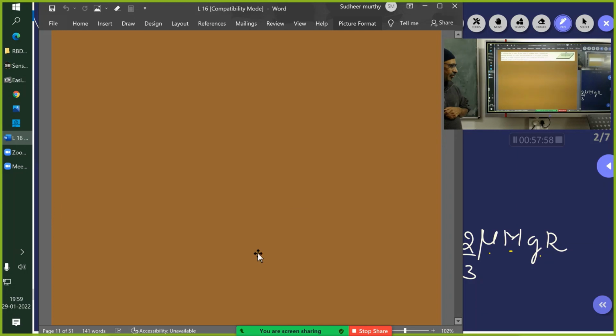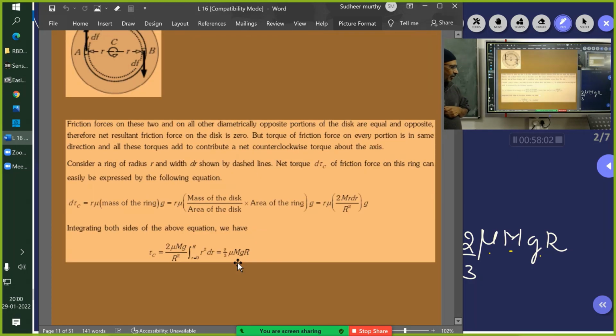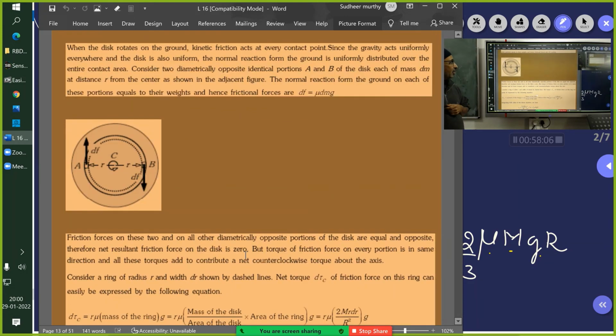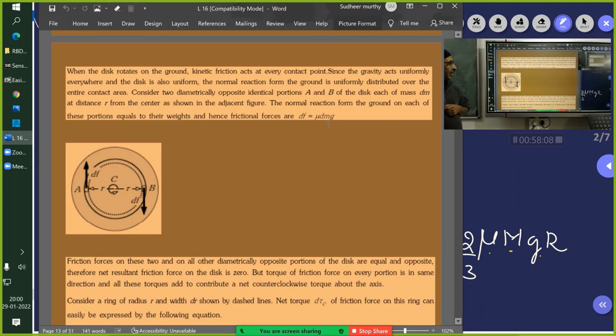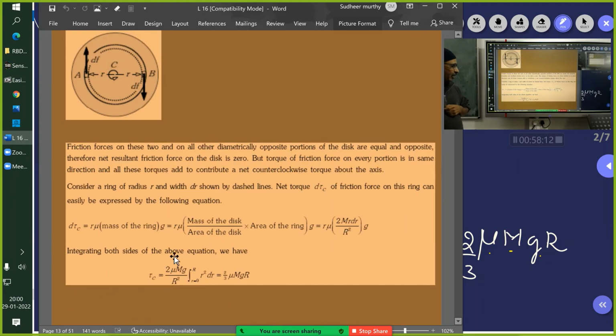So, first of all, we got 2 by 3 mu m g r as the answer. So here goes the theory. df is equal to so and so, diagrammatically opposite, etc. We have also taken this. And finally, we also got this integration with this. Okay? Be happy.